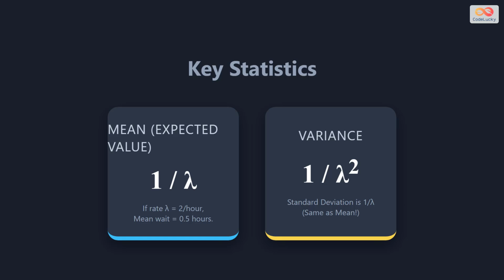Two key numbers summarize this distribution. The mean, or expected waiting time, is simply 1 divided by lambda. Interestingly, the standard deviation is also 1 divided by lambda. This means that for the exponential distribution, the average value and the spread of the data are tied directly to the rate parameter.